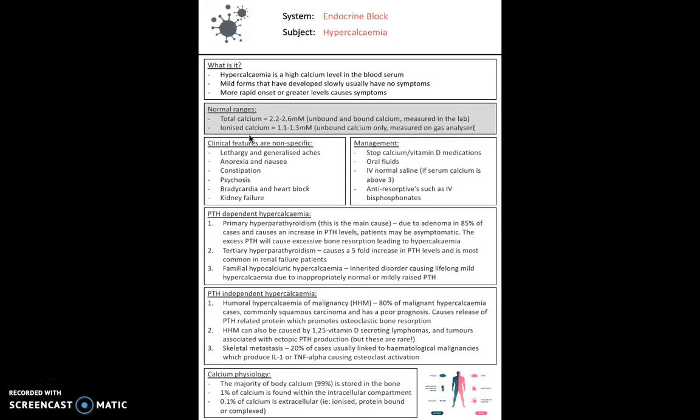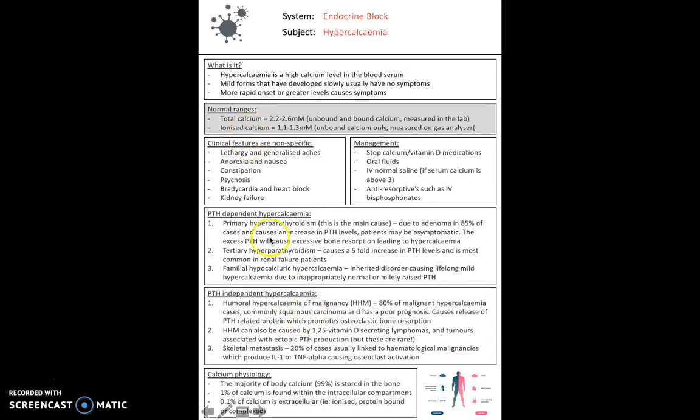And to treat this, what we would need to do is give oral fluids, IV normal saline, anti-resorbatives such as IV bisphosphonates, and if the patient is on any medications that would raise their calcium levels, we'd need to stop these as well. With hypercalcemia, it's really important to differentiate between whether it's PTH dependent or PTH independent. So for this, you need to understand how we regulate calcium levels in the body. And it's important to recognise the roles of PTH and calcitonin as hormones in the ways that they increase or decrease calcium levels in the body.